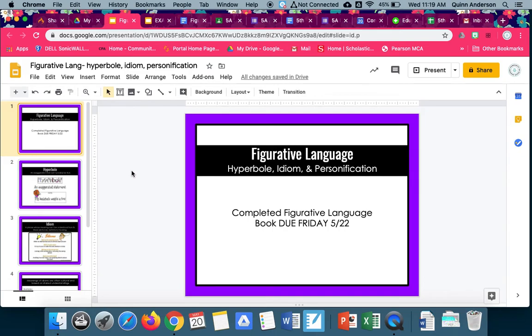Fifth graders, today we are going to wrap up our figurative language study with hyperbole, idiom, and personification. This is the information that you need to be able to finish your digital figurative language book, which, as you can see right here, is due on Friday, May 22nd. That is this Friday. So let's get started.